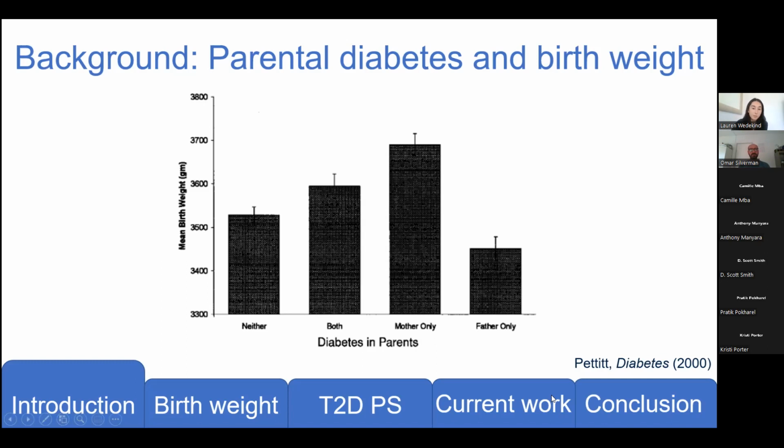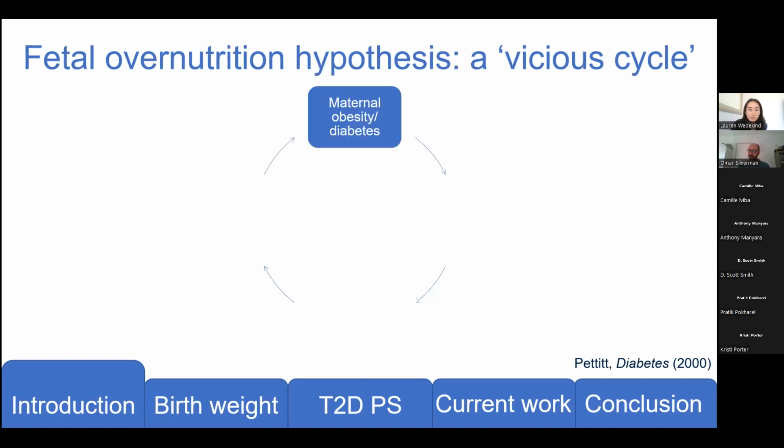And if only the father had diabetes, birth weight was relatively low. The fact that the parent of origin, who had diabetes, was relevant to determining the offspring's birth weight was really fascinating to me. And people have certain theories to expand upon that, and I'll go into that a little bit.